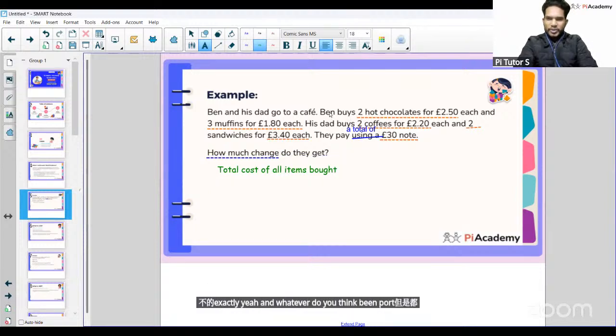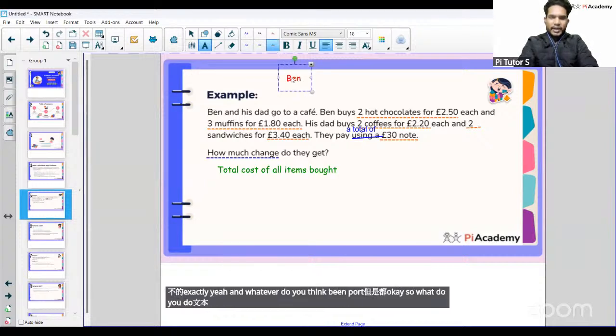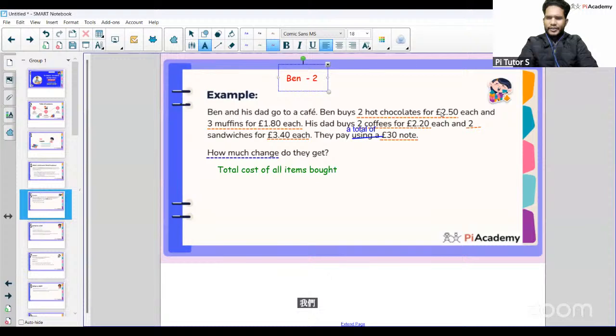Yeah. And what are the items which have been bought? There are two people. One is Ben. Okay. So what does Ben do? Ben buys two hot chocolates. What is the cost of one hot chocolate? 2.5 pounds. What will be the cost of two? 2 times 2.5, that is 5 pounds, isn't it? Yeah. So this is 5 pounds.